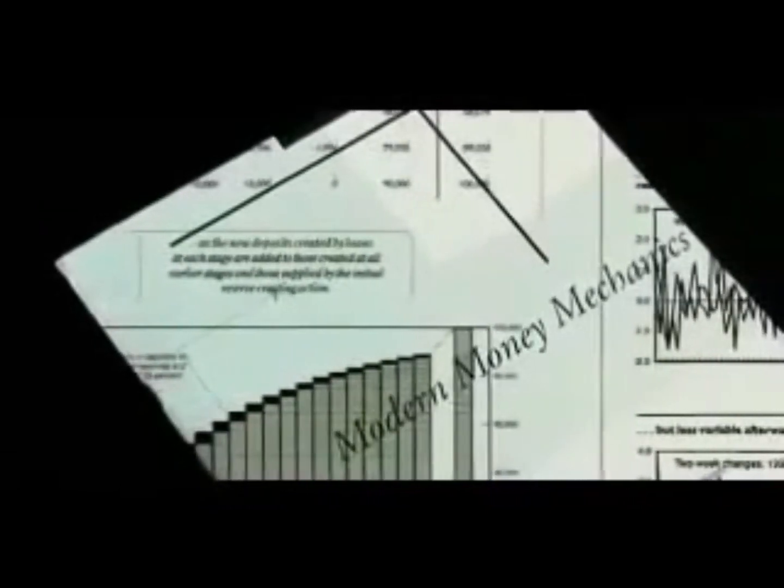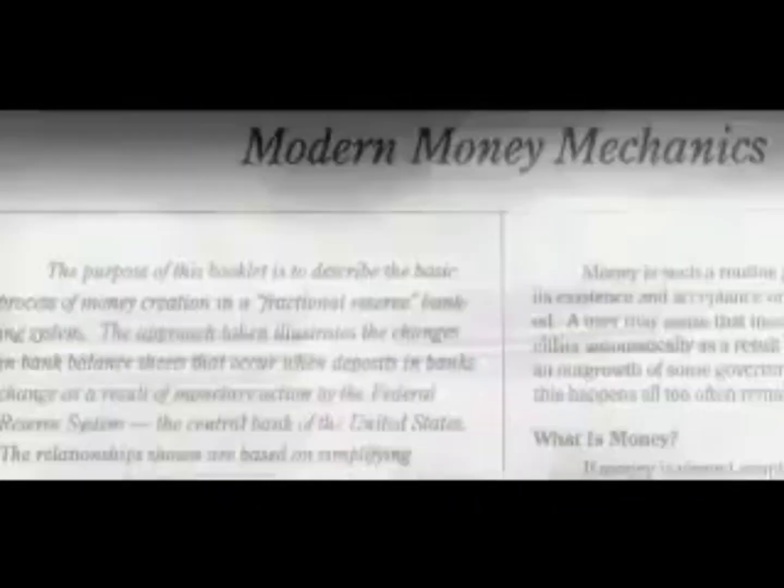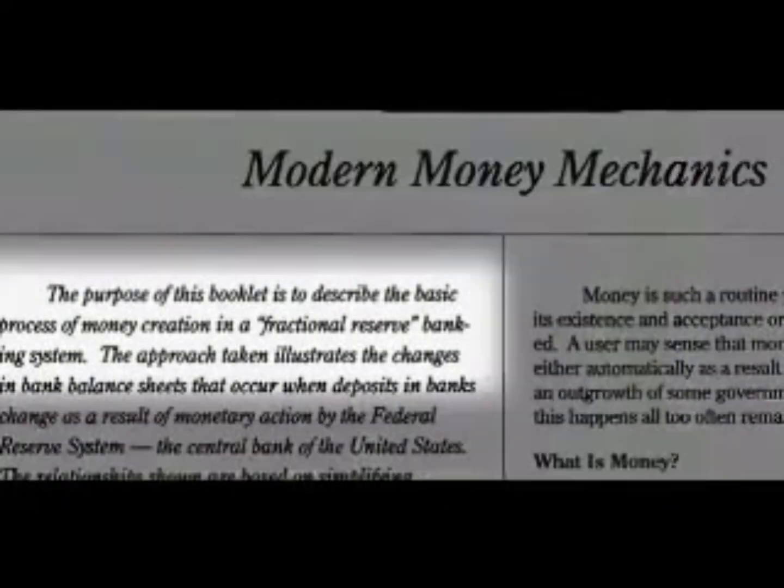A number of years ago, the Central Bank of the United States, the Federal Reserve, produced a document entitled Modern Money Mechanics. This publication detailed the institutionalized practice of money creation as utilized by the Federal Reserve and the web of global commercial banks it supports. On the opening page, the document states its objective. The purpose of this booklet is to describe the basic process of money creation in a fractional reserve banking system.